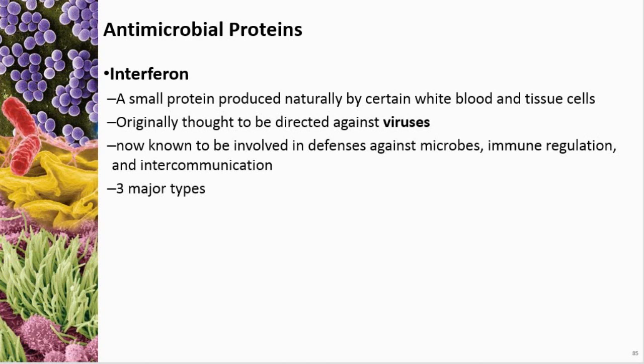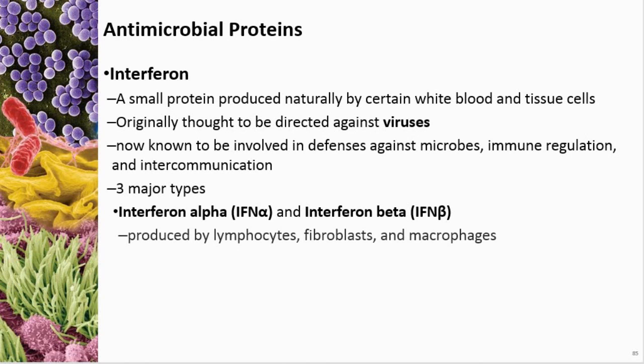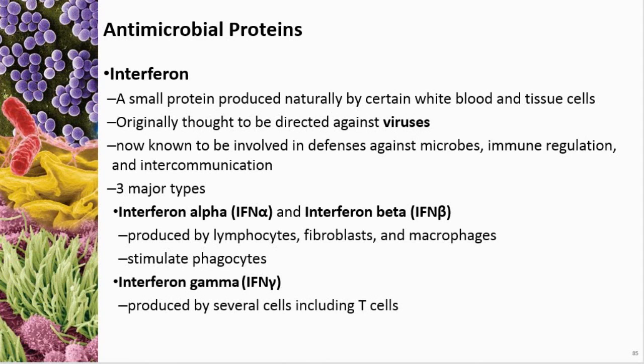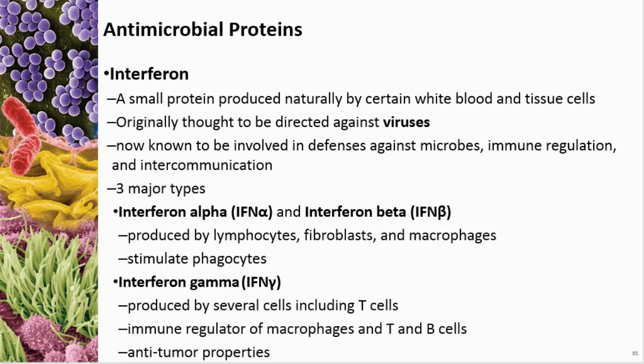So there's three major types. One is called interferon alpha, IFN with an alpha, as well as interferon beta. So it's got a beta on the other end of it. These are produced in lymphocytes, fibroblasts, and macrophages and stimulate phagocytosis. Interferon gamma is produced by several cells, including T cells. And interferon gamma, which we'll talk about next chapter, is also an immune regulator of the macrophages, but also T and B lymphocytes. And it does have some anti-tumor properties as well.